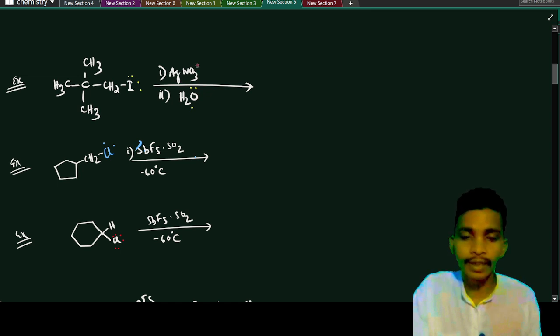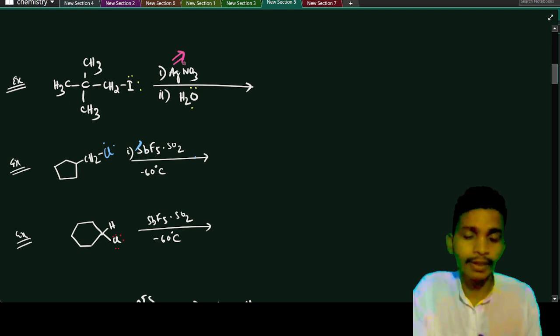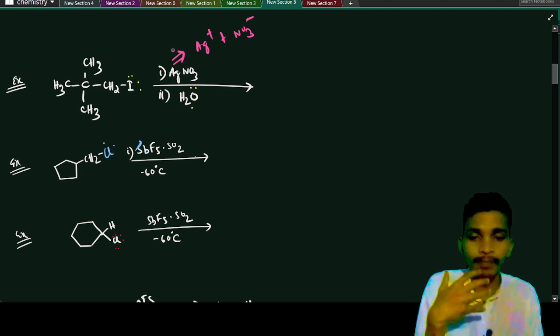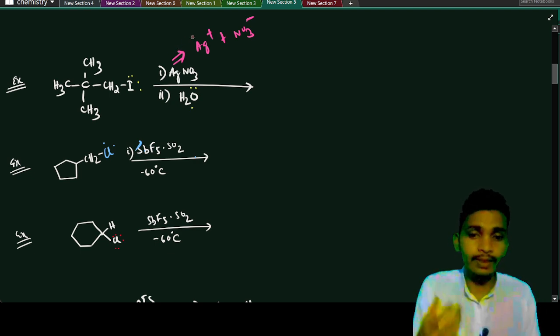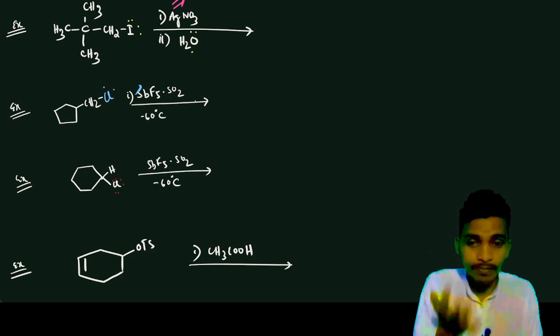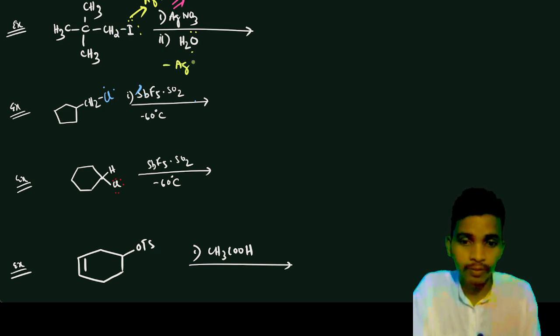So whenever you see AgNO3, this type of example, it is actually going to Ag plus and NO3 minus. Whenever you see a metal, it has vacant d orbitals, and since they have vacant d orbitals, they need electrons, so they are called Lewis acids. Lewis acid means which accepts electrons. So Ag plus accepts electrons, and this has the lone pair, so this will share. After that, AgI will be removed.